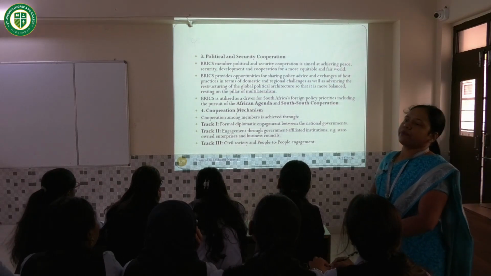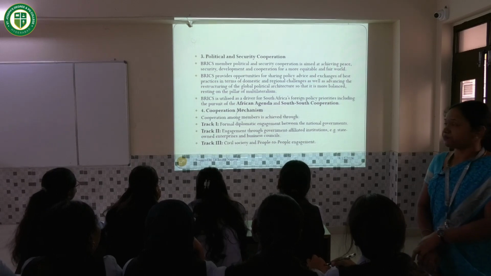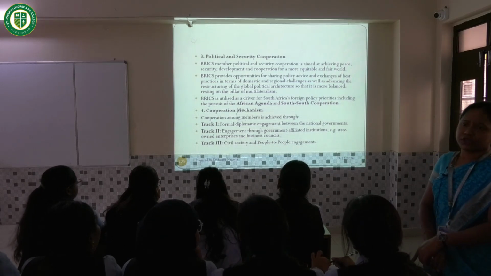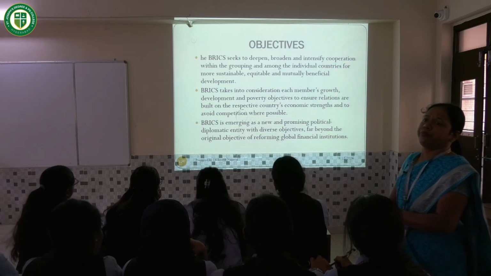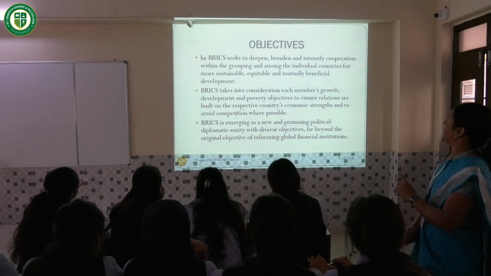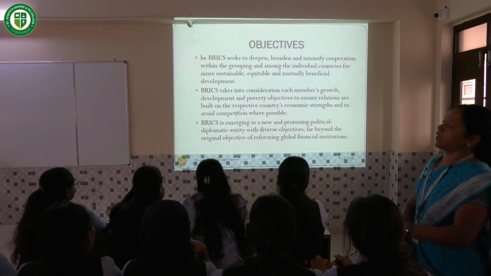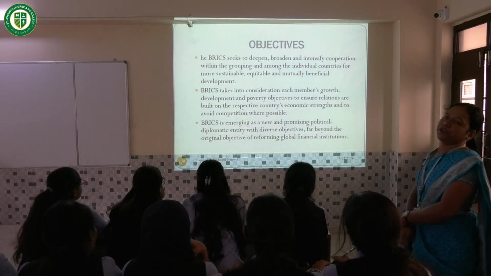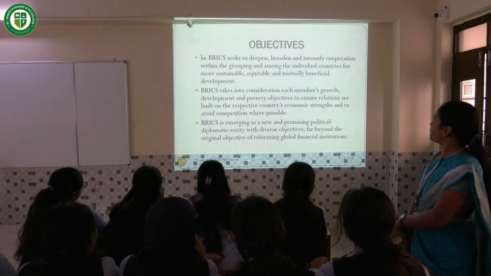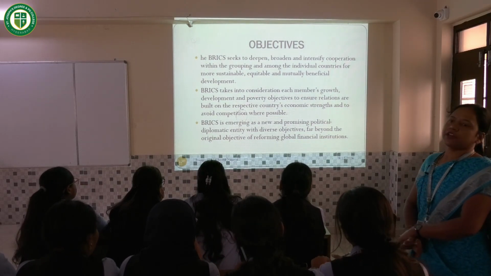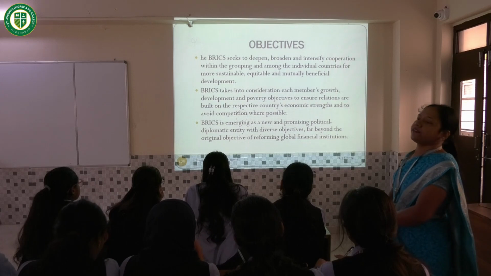The fourth one being cooperation mechanism, in terms of having formal diplomatic engagement between national governments, engagement through government affiliated institutions, civil society and people-to-people engagement. Looking at the objective of BRICS, it seeks to have a deep, broad and intensified cooperation within the groups and among the individual countries for having a sustainable, equitable and beneficial cooperation. BRICS also takes into consideration the member countries' growth and development. It is emerging as a new and promising political diplomatic entity with diversified objectives, which go beyond the basic goal of BRICS.